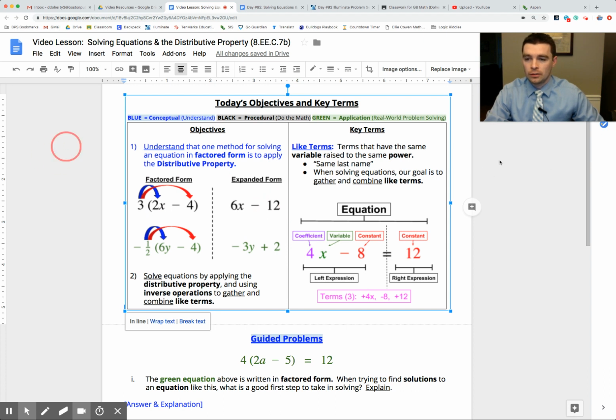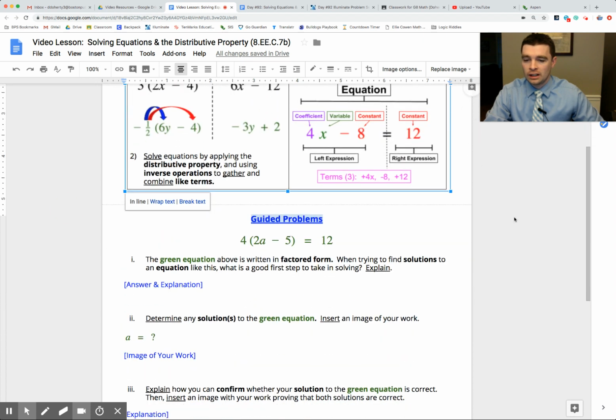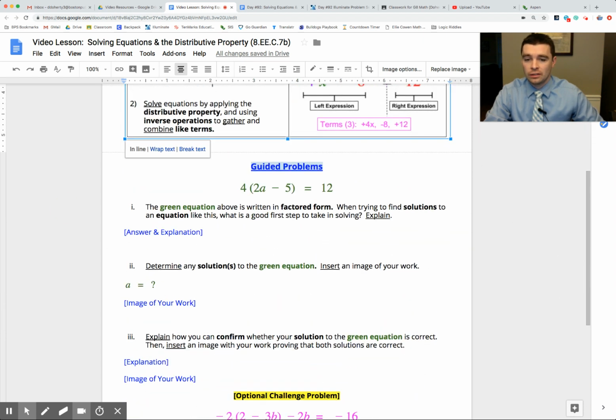Take a look. You could even pause the video to read through the objectives and the key terms. You do want to know what a like term is. I think you already know that. But I would pause this video right now and make sense of what factored form is, and remember how we went from factored form to expanded form, and even sometimes when we have fractions or negative numbers that are factored outside.